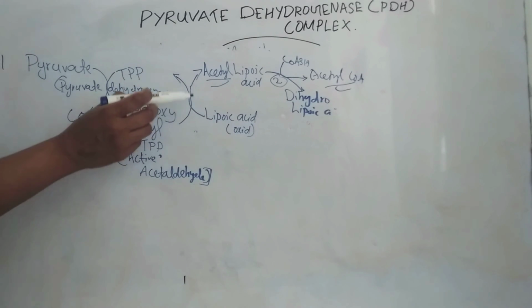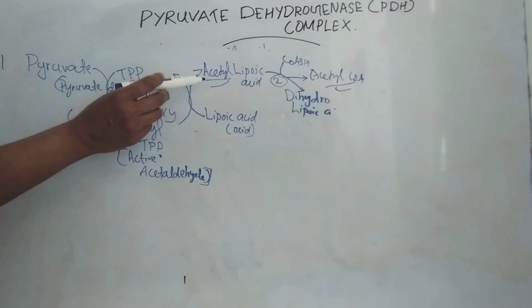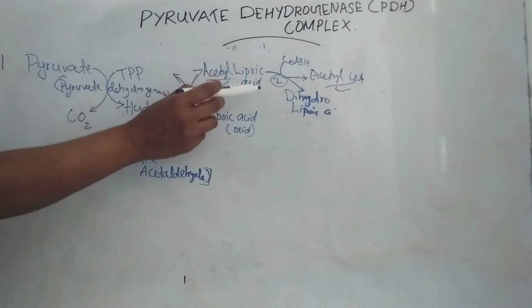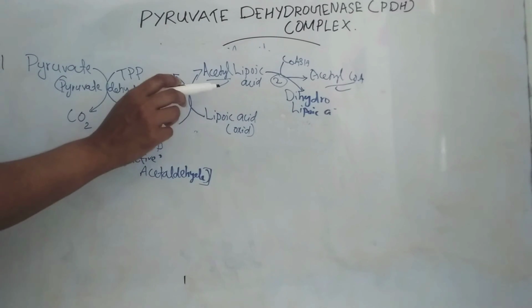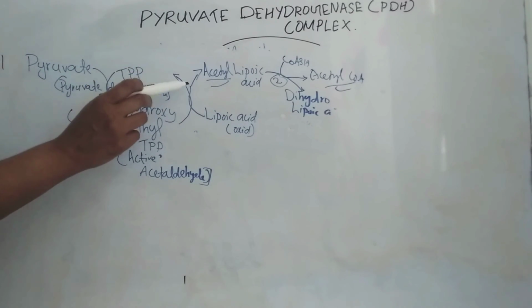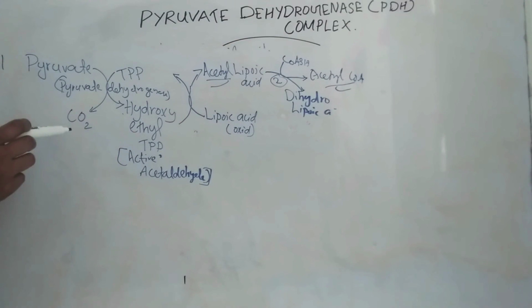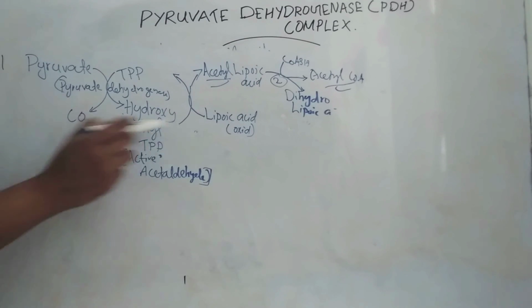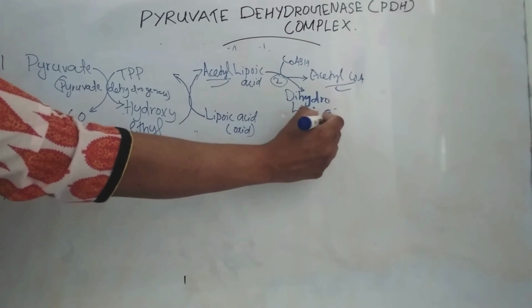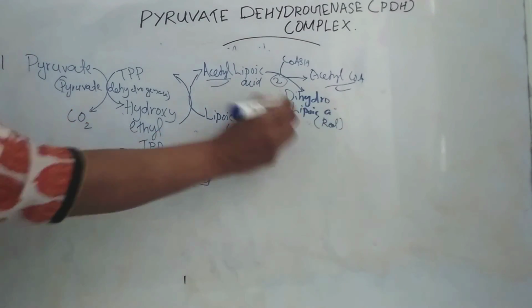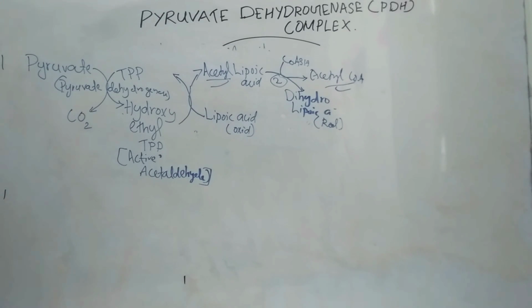This acetyl lipomide or acetyl lipoic acid, in the presence of the enzyme dihydrolipoyl transacetylase, reacts with CoASH and forms acetyl CoA and reduced lipoic acid, that is known as dihydrolipoic acid.